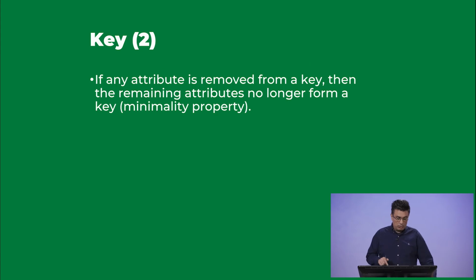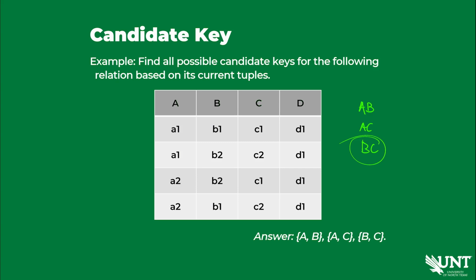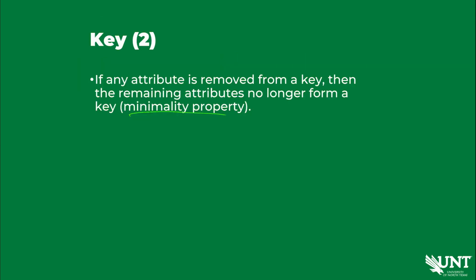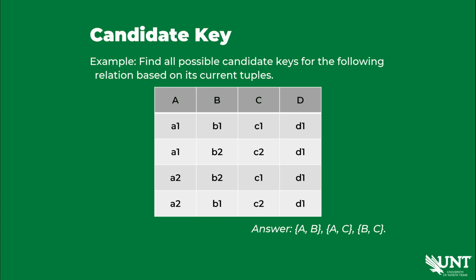Now, this also makes a reference to the minimality property, because we're basically talking about a super key that has the minimum set of attributes combined. Like in this example, this is not the minimum number of attributes to be a key, right? So that's the property we have here. In the example that we were just discussing, I have three possible candidate keys, right? A, B, A, C, and B, C.